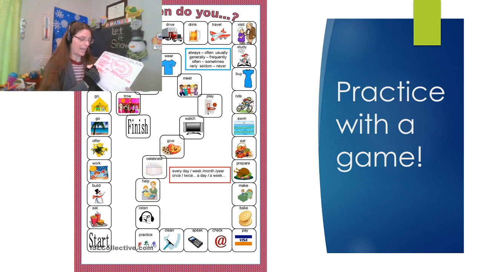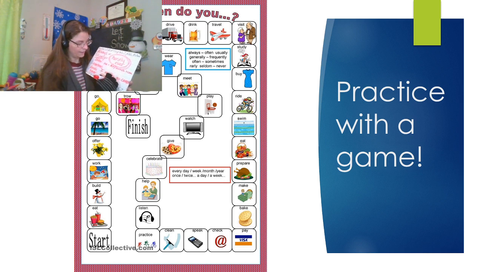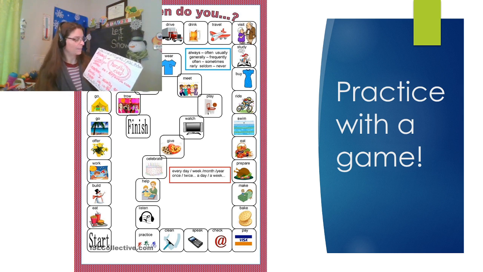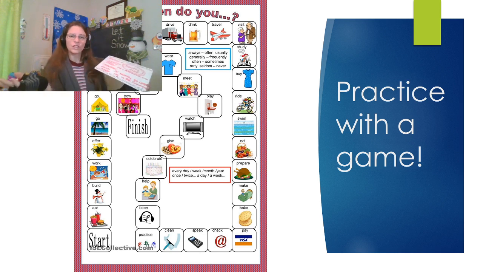Okay. Camping. Go camping. I usually go camping in the summer. I usually go camping in the summer. I always go camping in the summer. I never go camping. What's true for you?